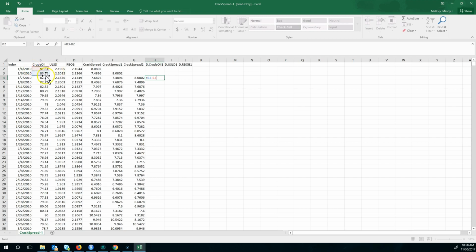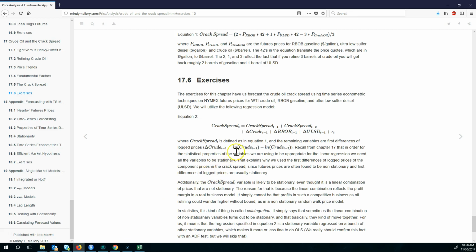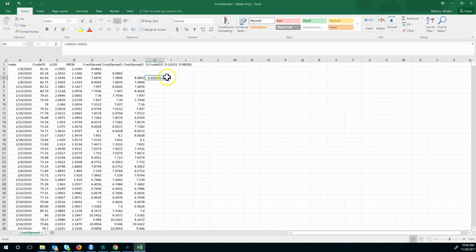Okay, I think we've got our positions right, but I didn't log those variables yet. So I'm going to go ahead and come in here and put the log function around these cell references. To get that correct. Okay, now if we come over and compare, that's what we have here in this formula. Okay, so let's go back and fill this one down.